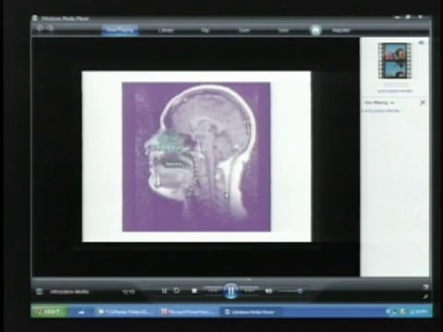Here is the shape of the vocal tract when the speaker says N, as in Nancy. Again, the soft palate is lowered. This time, though, the tip of the tongue seals the mouth by pressing the tip of the tongue against the alveolar ridge.